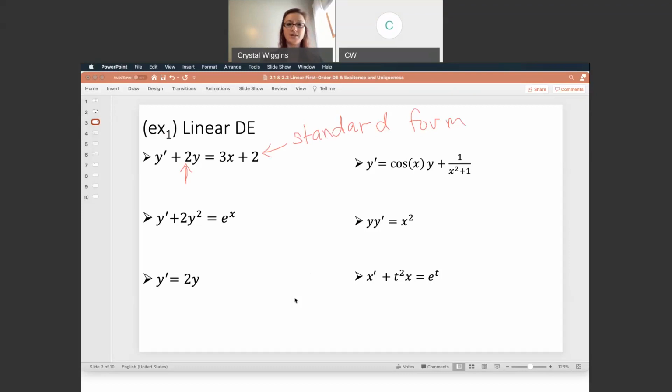So this 2 in front of the y is the g of x. Notice it doesn't necessarily have to have an x in order to be a function in terms of x. Constant functions are very common. And what is on the other side of the equal sign is our h of x. And this is good practice for us to identify the pieces, as we will need that identification skill in order to use the method I'm going to show you this week to solve these things. Our y is written to the first power, and therefore this is indeed linear.